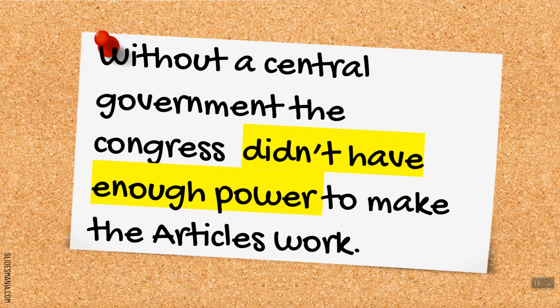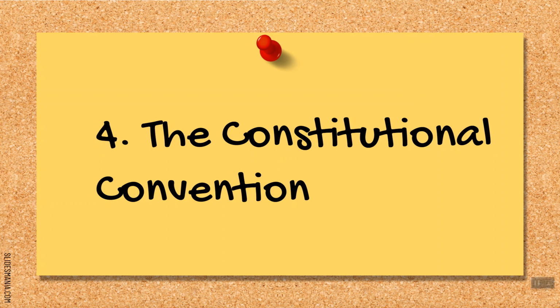Without a central government, this is the main point here, the Congress didn't have enough power to make the Articles work. There was not enough, really what it comes down to, there was not enough money. They really couldn't do anything with all of this without the states' permissions. So the Articles of Confederation made the United States very weak. They weren't united. So this convention that they invited all the delegates to, this is what we know today is called the Constitutional Convention.